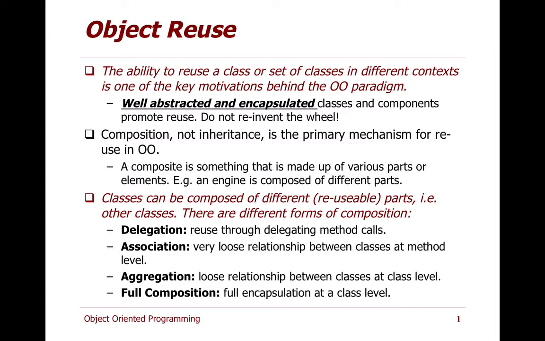The second type is what's called an association. This is a very loose form of composition, that is a loose relationship between classes that exists at a method level. I should add that delegation is inside a method. Aggregation is a loose relationship between classes at a class level, and full-blown composition is a very tight relationship between classes at a class level. You should understand that all 4 forms of composition create a dependency between 2 classes. That is to say that a class that is composed with another class is dependent upon it.